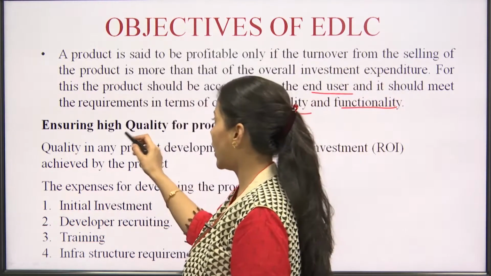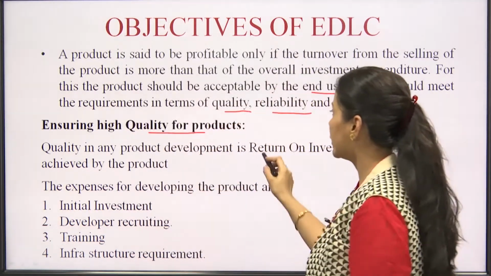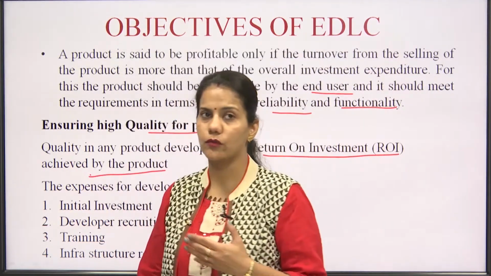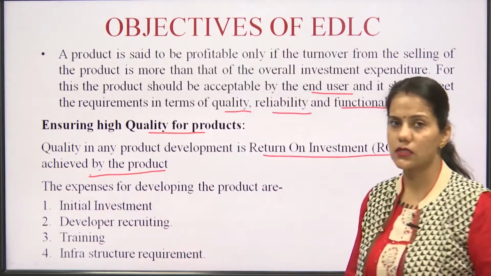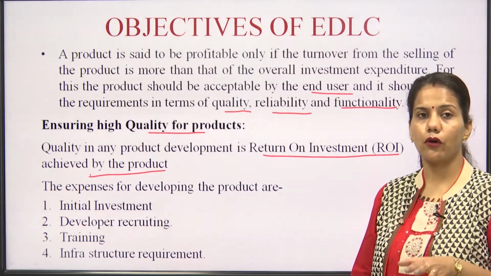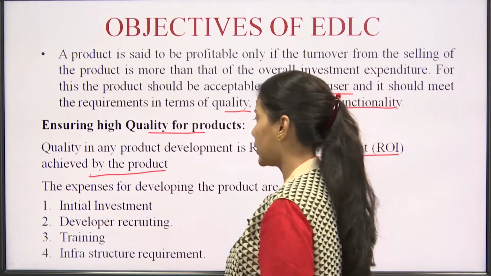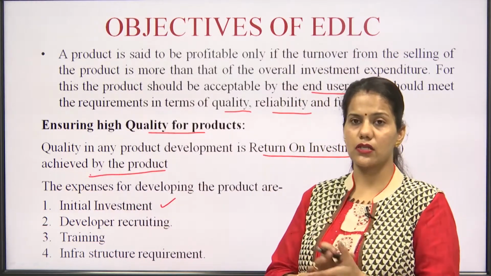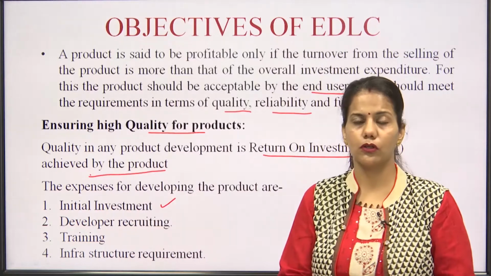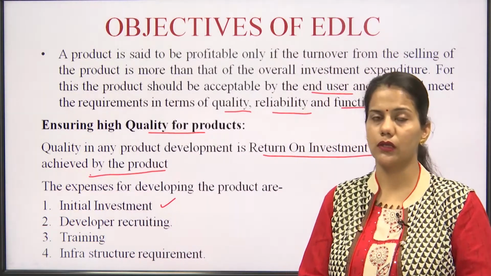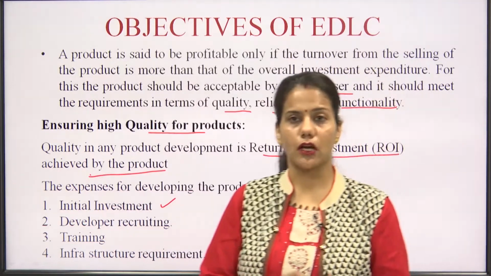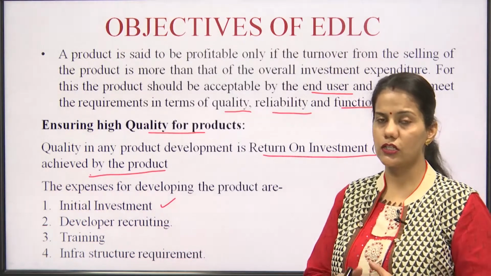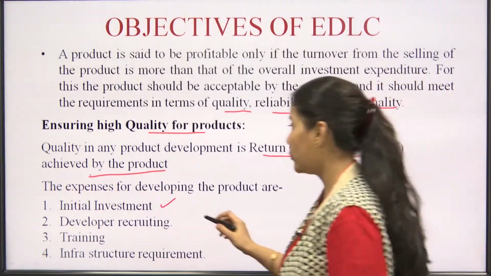So, this is what the quality of the product means: a return on investment, that is ROI in technical terms, achieved by the product. The various expenses that are incurred in the product development can be categorized as initial investment. There are certain investments that have to be put in initially, not during all the phases of the product development, but the initial investment is there, and it is very important. Maybe it is high, but it is only for the initial phase.